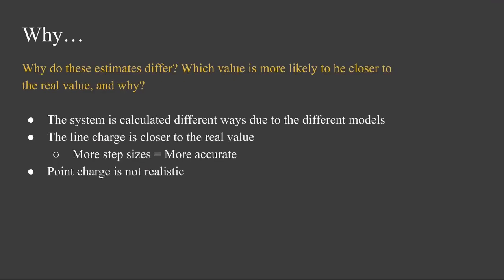So why do these estimates differ so much? Which value is more likely closer to the real value, and why? The system is calculated in different ways due to the different models. The line charge is closer to the real value because it has more step sizes, and more step sizes are more accurate to the real value. Think about Riemann sums. And the point charge is not realistic either.